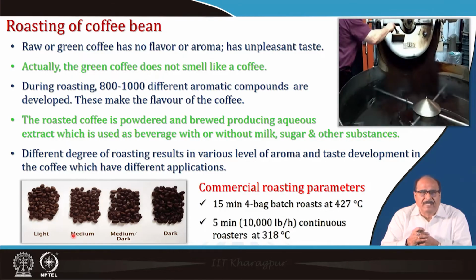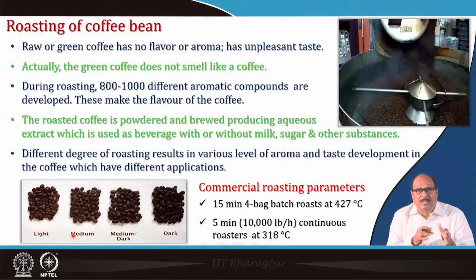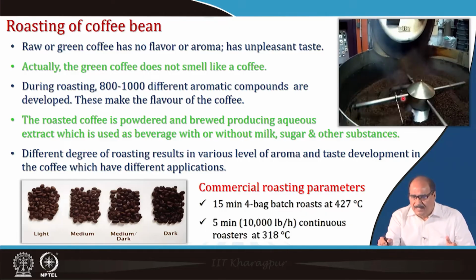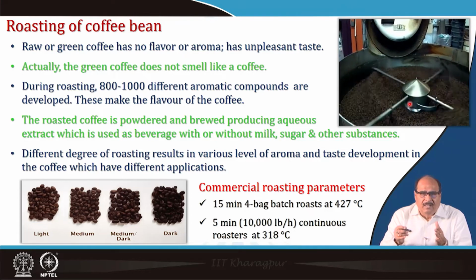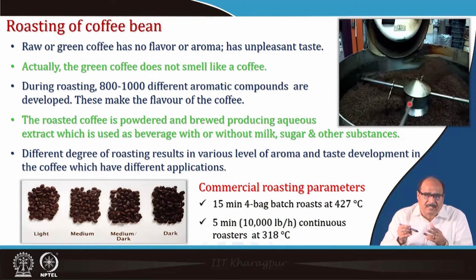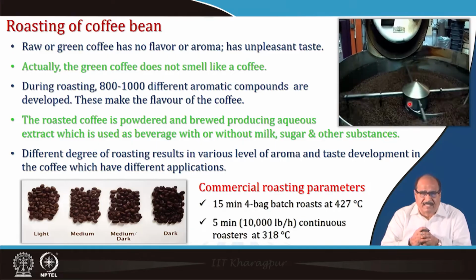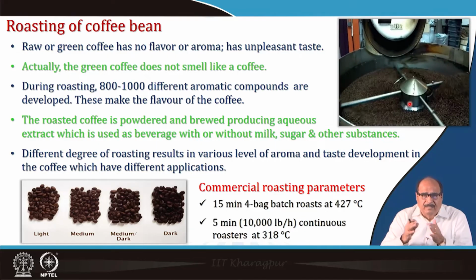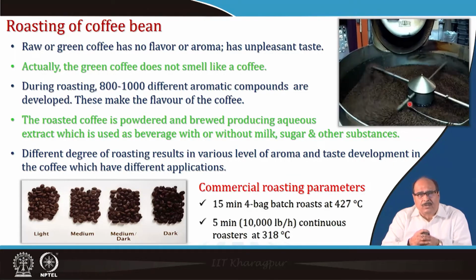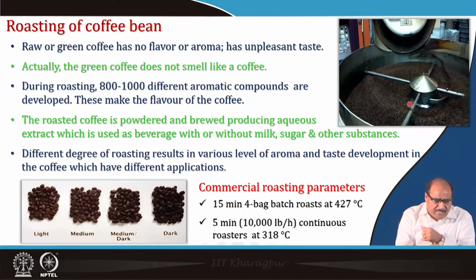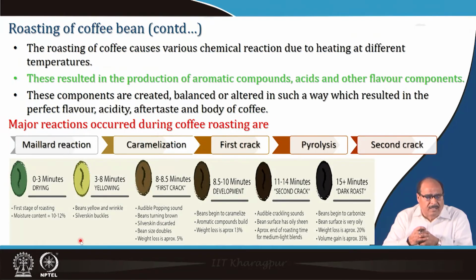Okay. Different degrees of roasting result in various levels of aroma and taste development in the coffee, which have different applications. You can see here the coffee being roasted in a batch roaster. Okay. The commercial roasting parameters may be about 15 minutes for a batch roast at 427 degrees Celsius, or 5 minutes for 10,000 pound per hour continuous roasters at about 380 to 320 degrees Celsius. So, the various degrees of roast may be light roast, medium, dark or dark roast and so on.